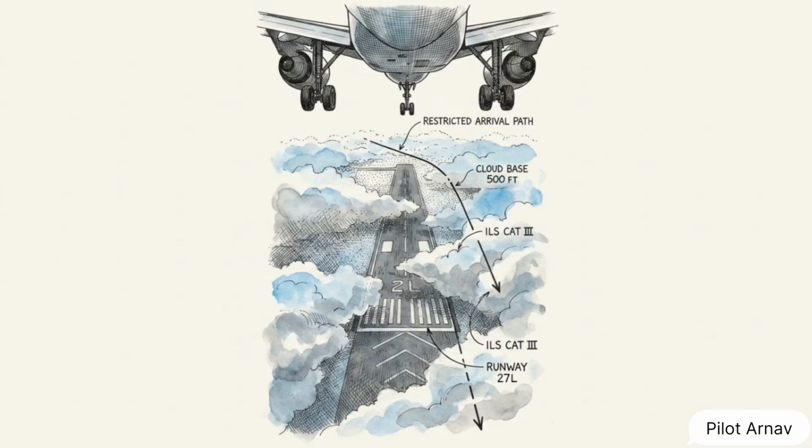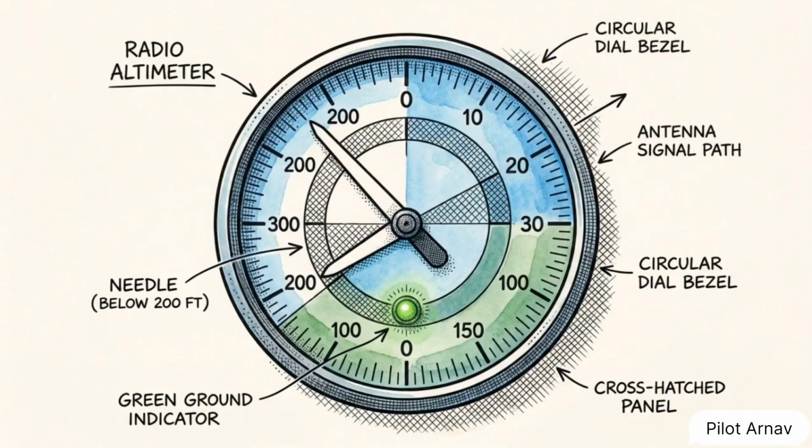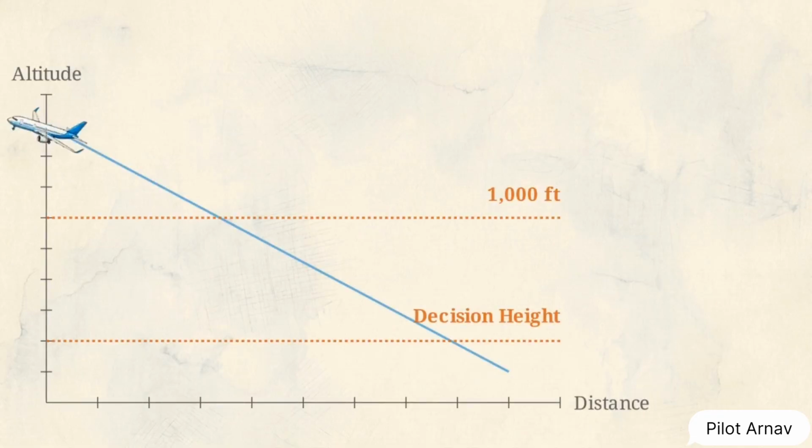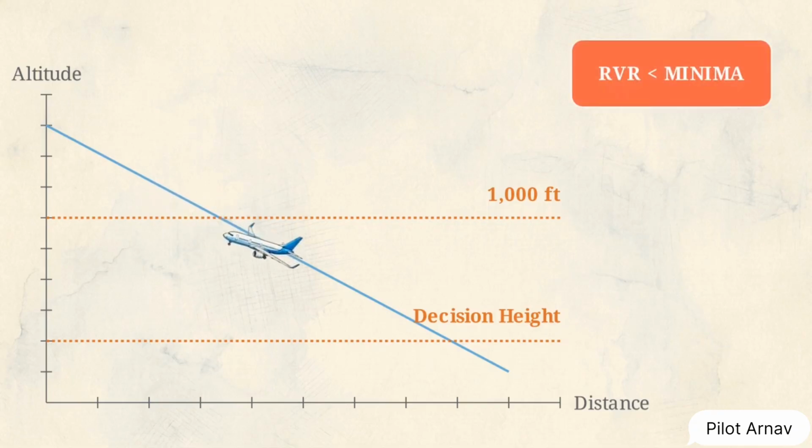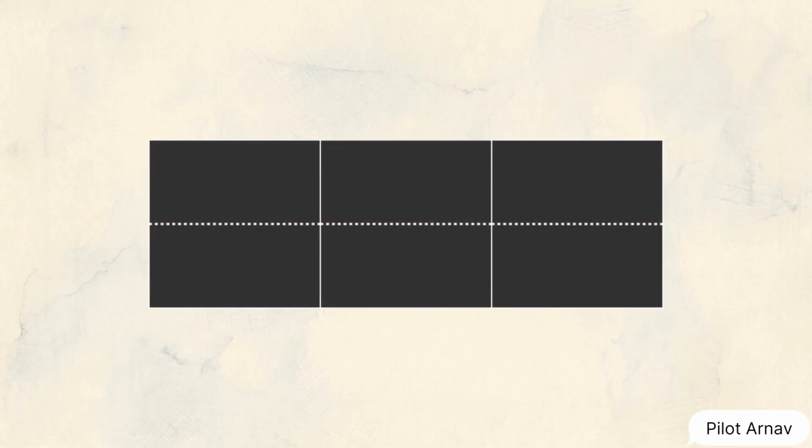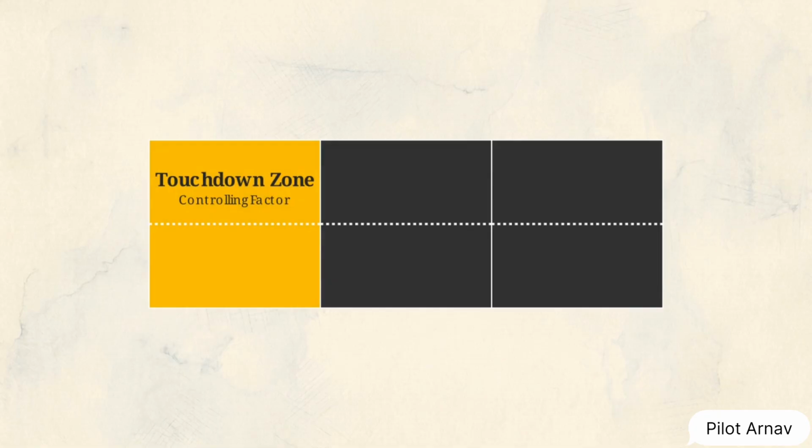For arrivals, Category 2 and 3 operations allow for a decision height below 200 feet, which must be determined by a radio altimeter. An approach cannot be commenced if the RVR is below the minima. However, if the RVR drops after the aircraft has descended below 1,000 feet, the pilot may continue the approach to the decision height. The runway is divided into 3 zones. The touchdown zone RVR is the controlling factor for the landing.